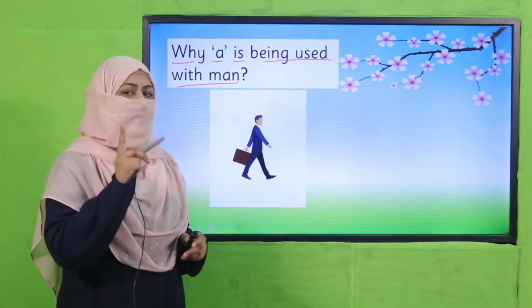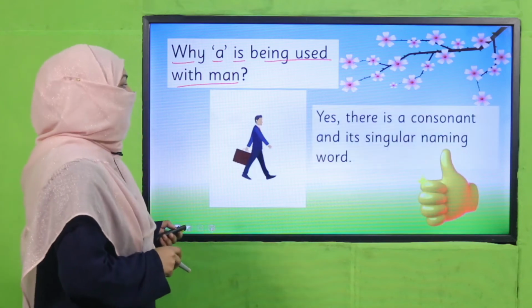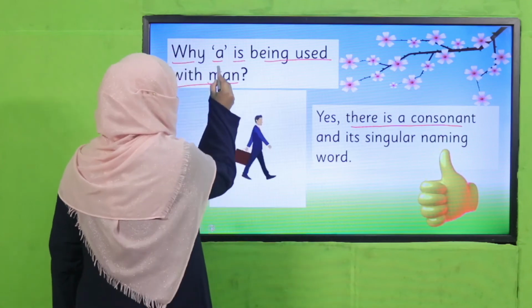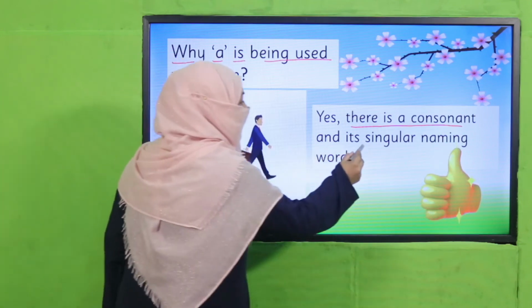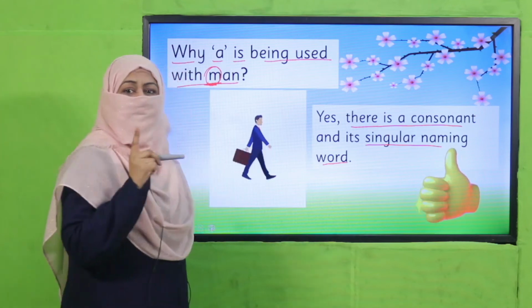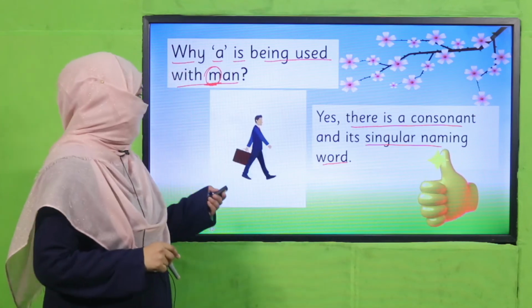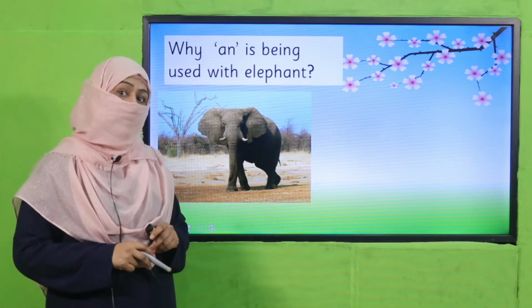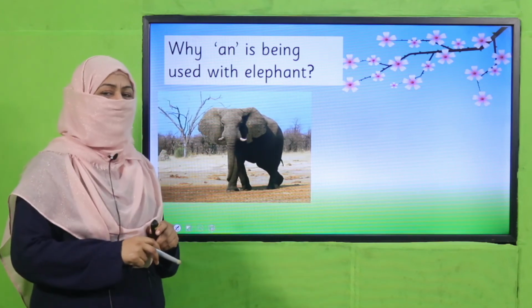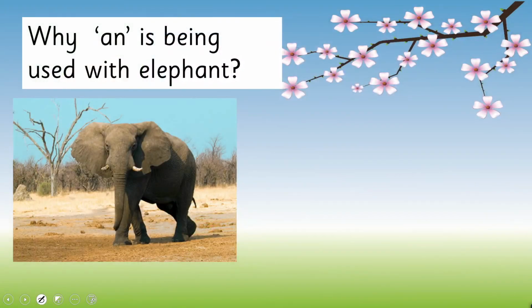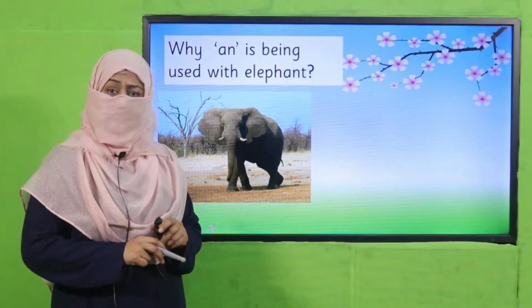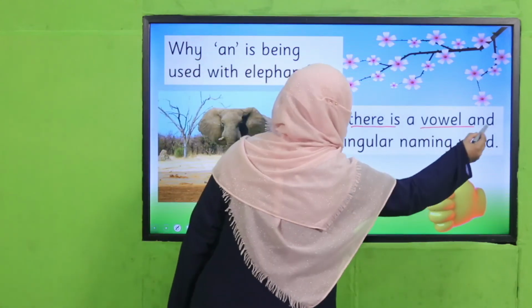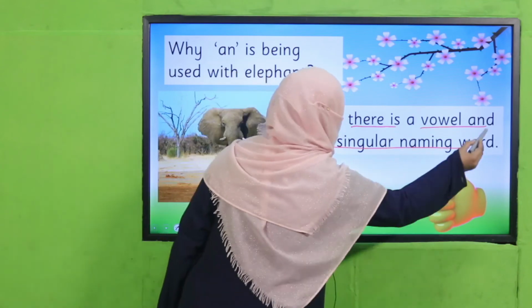Yes, my dear students, I hope you have answered correctly that there is a consonant sound. The initial sound is a consonant sound and it is a singular naming word. That's why we say a man, right? Now again, why an elephant? Pause the video, answer the question to your teacher and then come back. Yes, smart, you answered correctly because there is a vowel sound and it's a singular naming word.